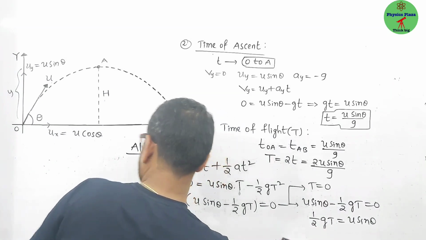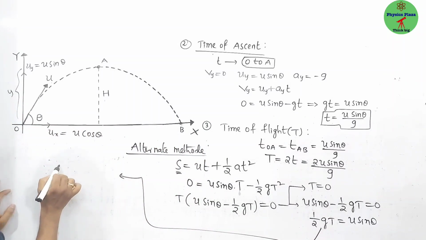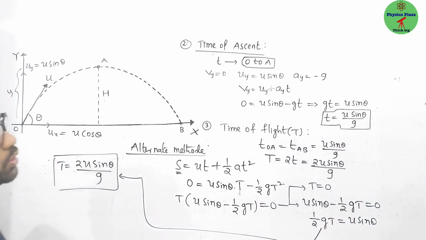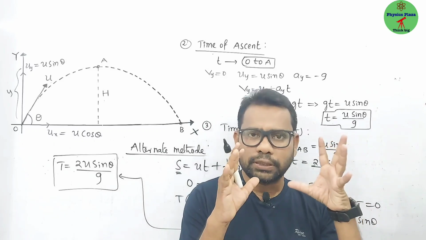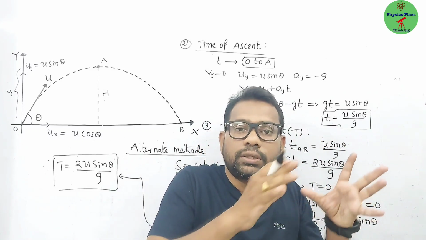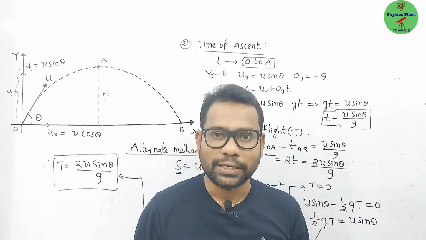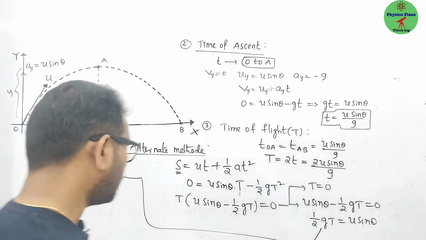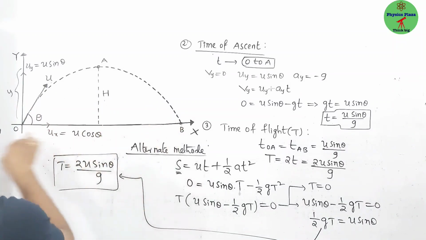See, I think my board is not adjusted, it's going down. Okay. So from this we can write t is equal to 2u sine theta by g. This is the expression for time of flight. The time of flight means the time in which the projectile remains in air. It is nothing but double the time of ascent. It is possible only when we neglect the air friction. This is the total time taken to come back to the level of the point of projection.